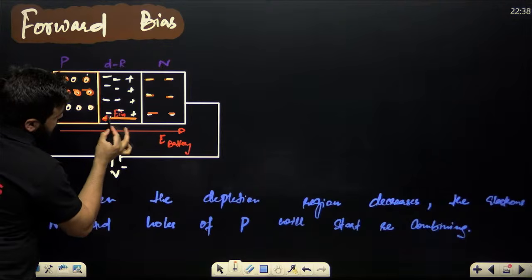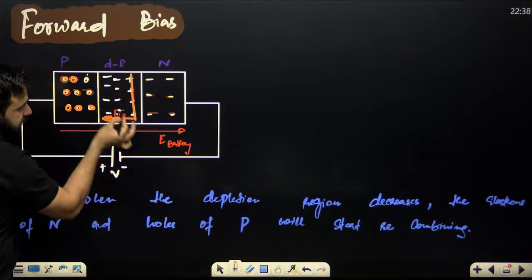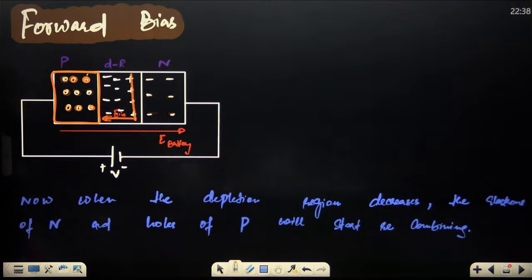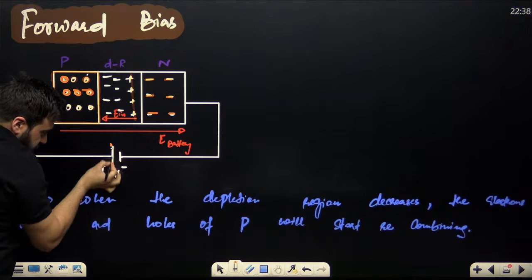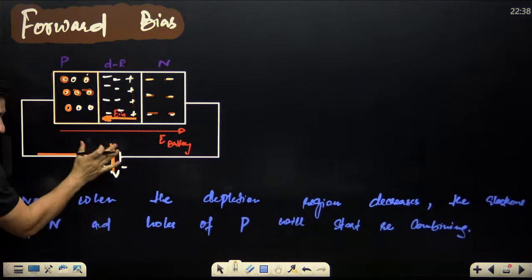An electric field is set up in the depletion region. From this side, it is positive. From this side, it is negative. Okay. Now, in this particular case, you connect a battery.